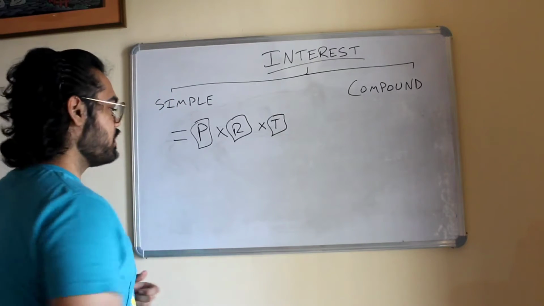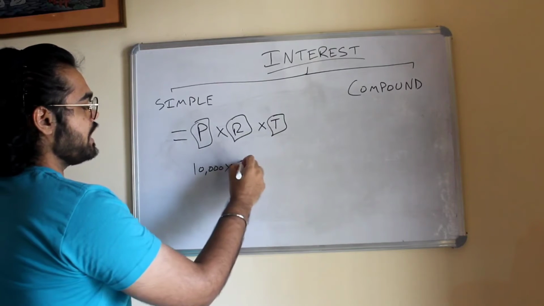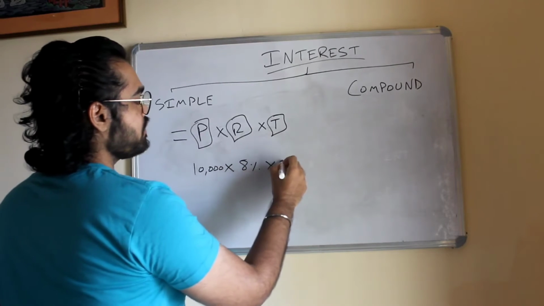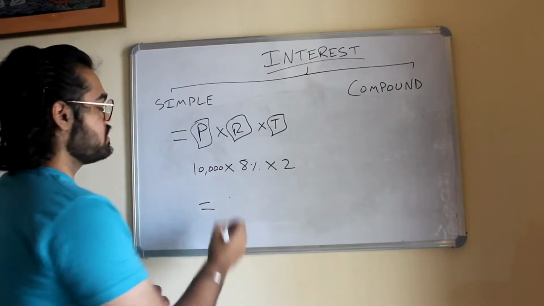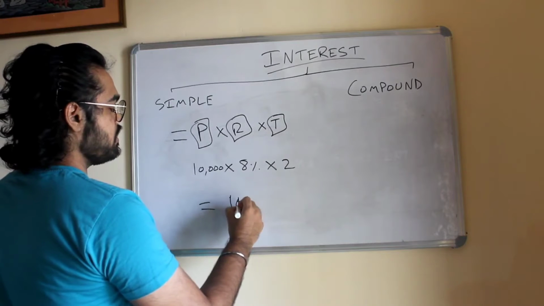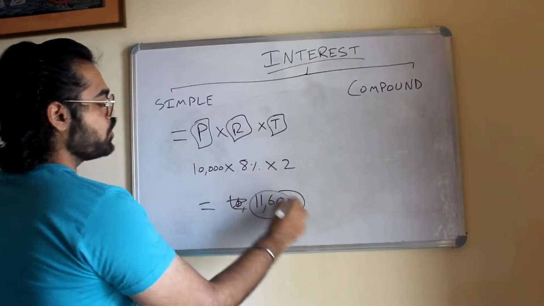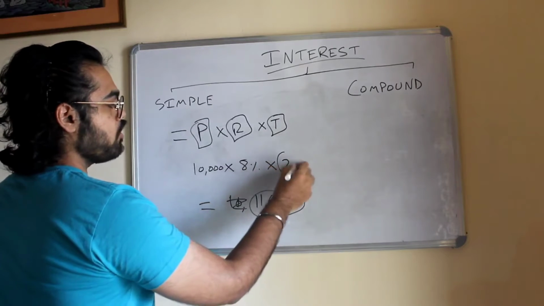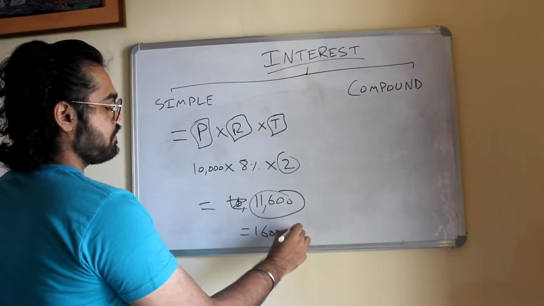So let's take an example. Let's say that you have invested rupees 10,000 at 8%, and the term is 2 years. At the end of 2 years you'll have rupees 11,600 returned to you. So basically, over a period of 2 years, you are earning 1,600 rupees interest.